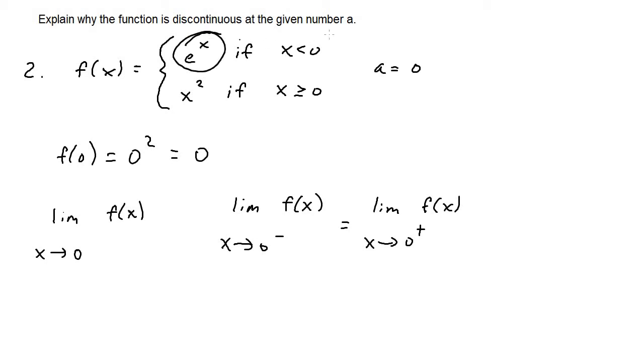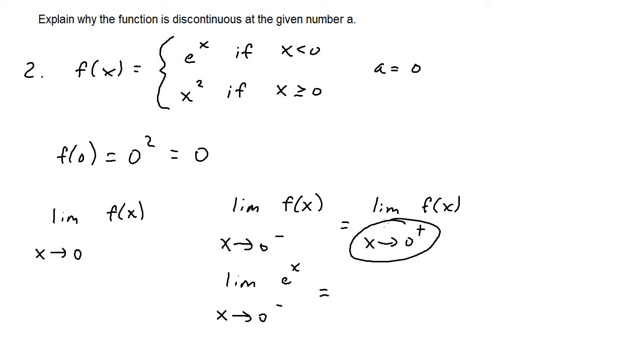Since e to the x contains the values of x that are less than 0, on the left side of the equation we're basically trying to find the limit of e to the x as x approaches 0 from the negative direction. And on the right hand side, we're obviously going to pick x values that approach 0 from the positive direction, so the x values that are greater than 0, so we're going to have to pick x squared. So on the right side of the equation, it's going to be the limit of x squared as x approaches 0 from the positive direction.